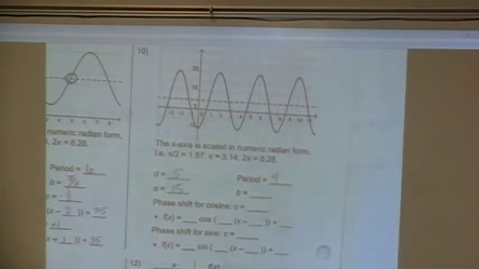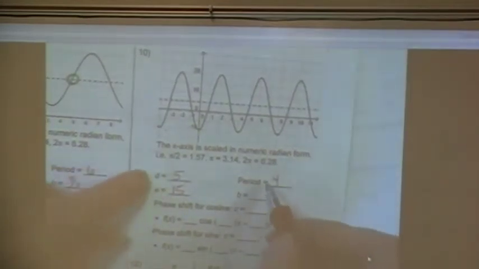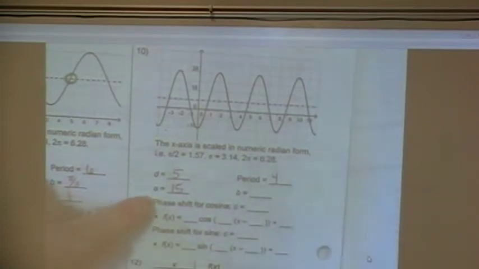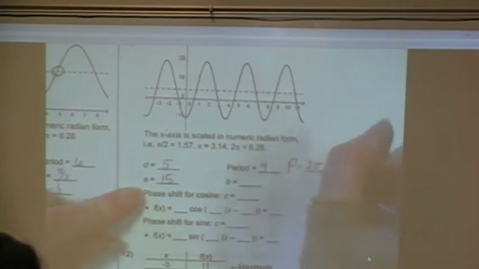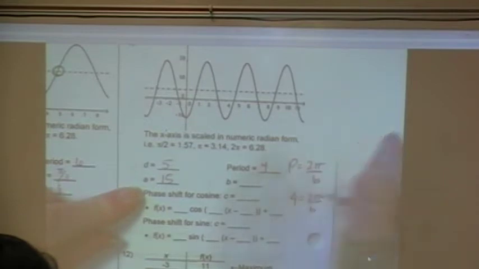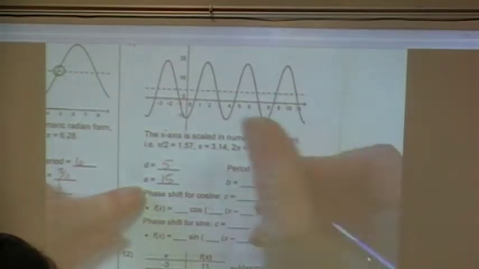Your D value is 5, because that's where the dotted line is. Your A value is 15, that's dotted line to peak. Your period, I counted peak to peak, but you can count valley to valley, doesn't matter, is 4. B, you will have to calculate using the formula, P equals 2 pi divided by B. My period is 4. Clear the fraction. So 4B equals 2 pi. So it looks like B is half pi.